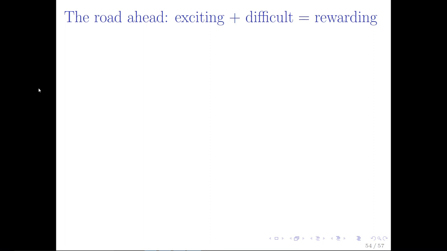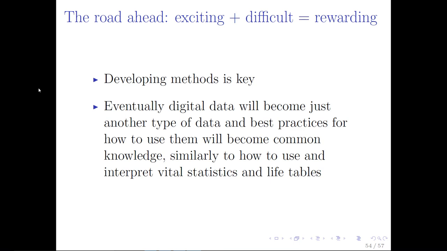And I think that developing methods is really key in this area. Eventually, all these digital traces will become just standard data. We will know what they're useful for and what they're not useful for. And it will become common knowledge, the same way we interpret life tables now. We know the assumptions behind them. We know when they're useful, why they're useful, and so on.